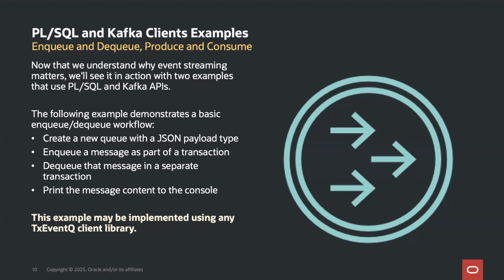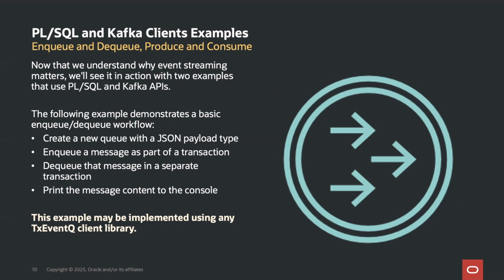Next, we'll move on to two examples using PL/SQL and the Kafka Java Clients API for Oracle Database transactional event queue. These examples will show how to produce and consume data, or enqueue and dequeue as used in the PL/SQL API. In the PL/SQL example, we'll create a new queue using the JSON payload type, enqueue a message as part of a transaction, and dequeue that message in a separate transaction. Finally, the message content will be printed to the console. This basic example can be implemented using any TxEventQ library.